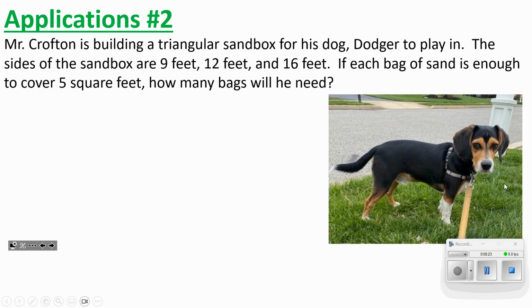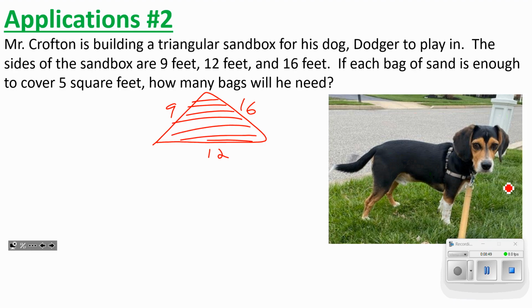All right, so I'm building a triangular sandbox for my dog Dodger to play in. The sides of the sandbox are 9, 12, and 16. It's a triangle. 9, 12, 16. I want to figure out how much sand I'm going to need. So I'm using area because similar to the previous one where you're seeding the whole yard, you want the area to fill in the whole yard. Here I'm trying to fill in this whole triangular sandbox.